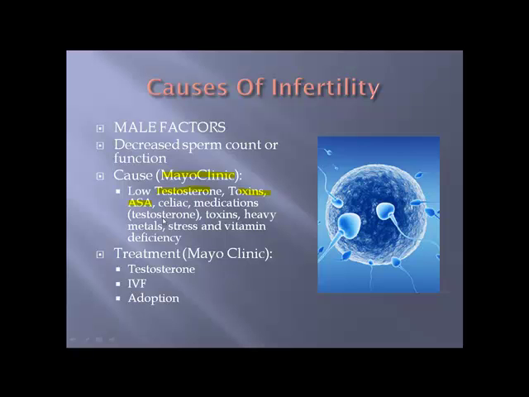Are you being checked for that? We check you for that. Celiac disease, we check for gluten antibodies. Medications such as testosterone will shut down your testosterone production. Toxins again, heavy metals, stress, and vitamin deficiency. And then the treatment is more testosterone or in vitro fertilization. So pretty big, and then they actually list adoption if you have this.